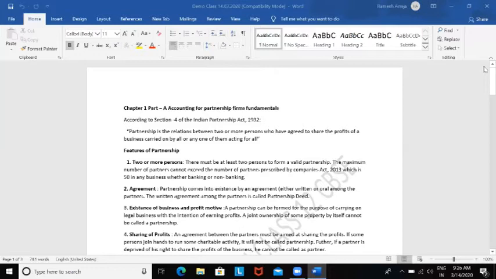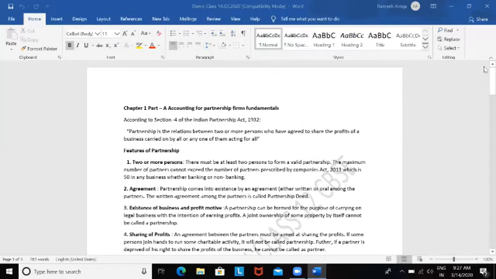Carried on by all means, suppose A, B, C, three partners are there. Either all of them will be involved in the partnership, or any one of them will be acting for all, I mean, acting on behalf of the others. It may happen that A, B, C, three partners are doing business, but only A is managing the affairs. Only A is doing all the things, and B and C have invested their money only. So it can be carried on by all or any one of them acting for all.